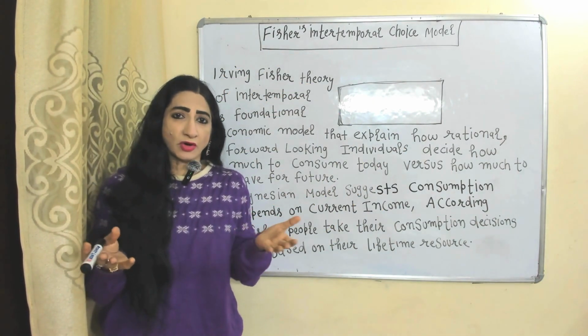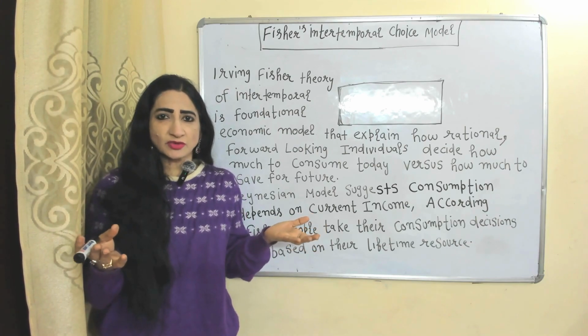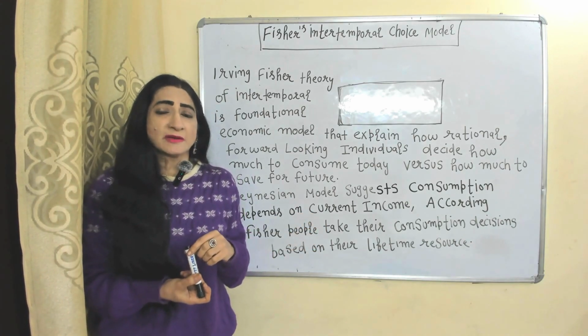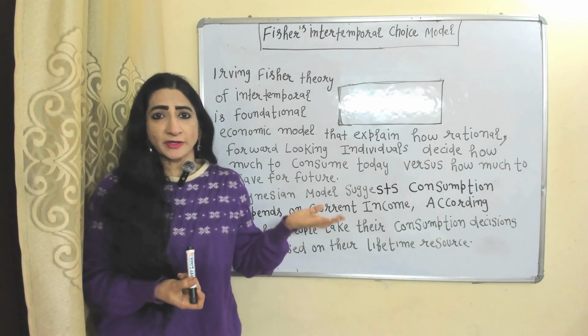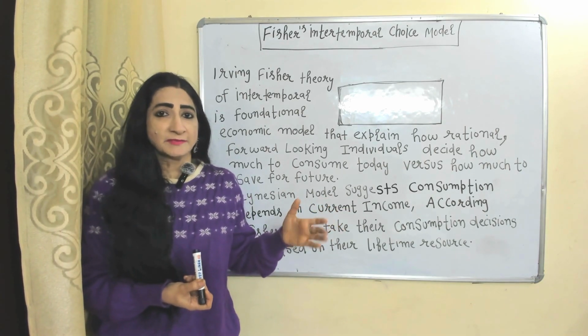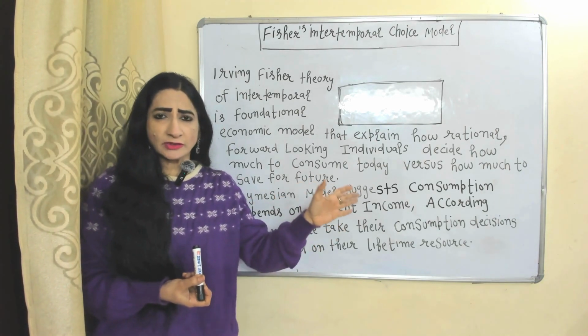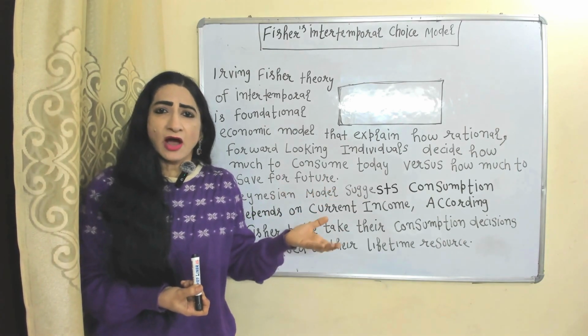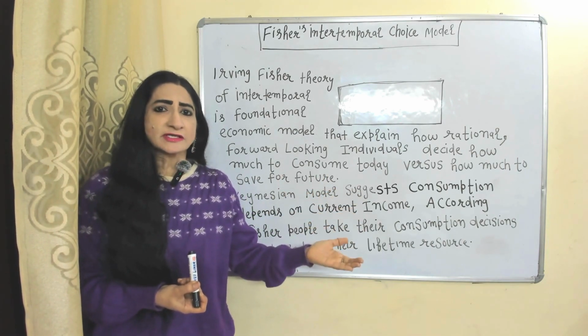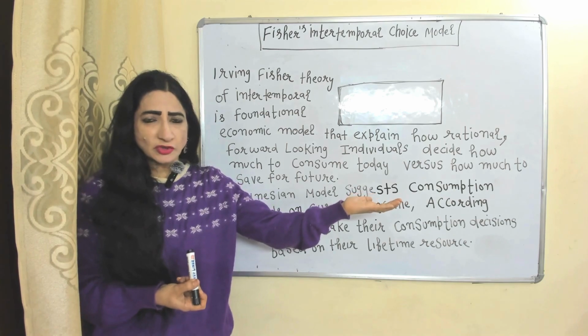Today we are going to talk about the Fisher Intertemporal Choice Model. The Fisher Intertemporal Choice Model is the foundation of an economic model that explains how rational and forward-looking individuals decide how much to consume today versus how much to save for the future.